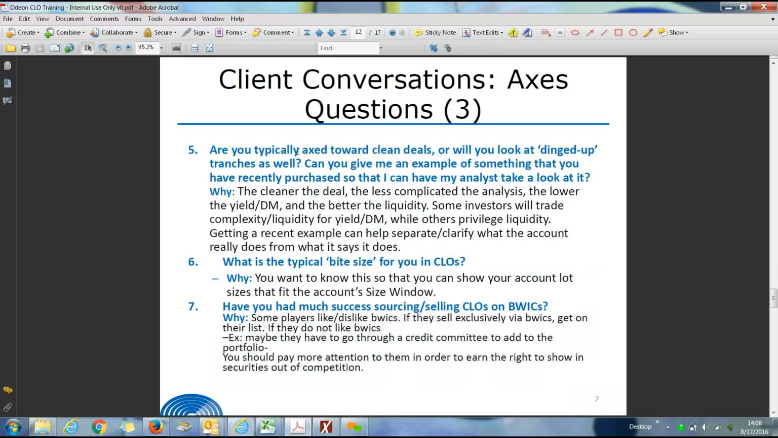Are you typically asked toward clean deals, or will you look at dinged up tranches as well? So this kind of goes to Mark's point. Can you give me an example of something that you've recently purchased so that I can have my analysts take a look at it? I mean, that's always a great question, and it gets you through these guys that are saying, oh, yeah, we do everything. Yeah, we're up and down the cap structure, no bad bonds, just bad prices. Usually that turns out to be a bullshit act, in my opinion.